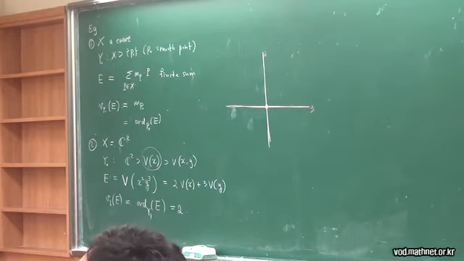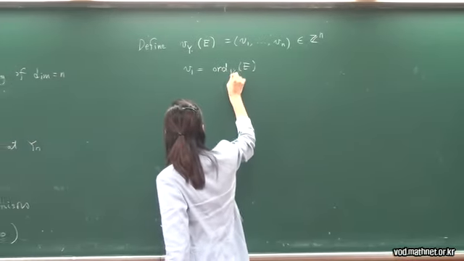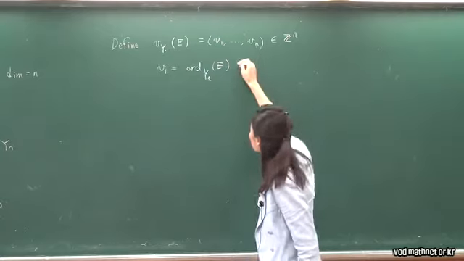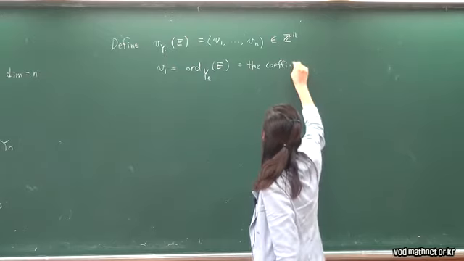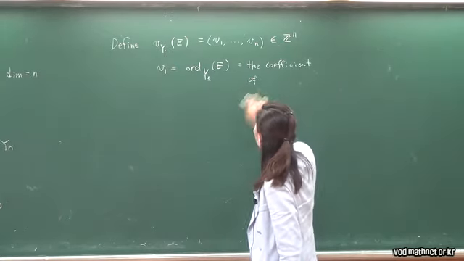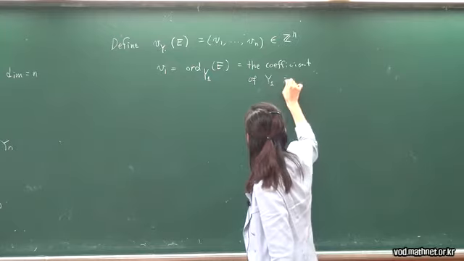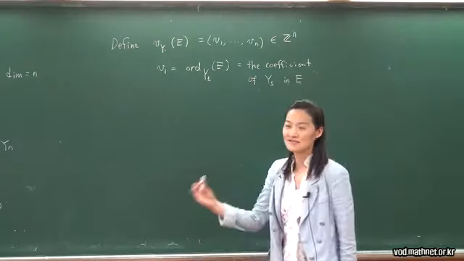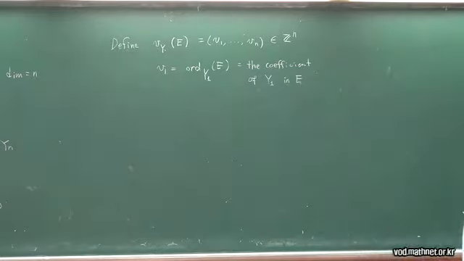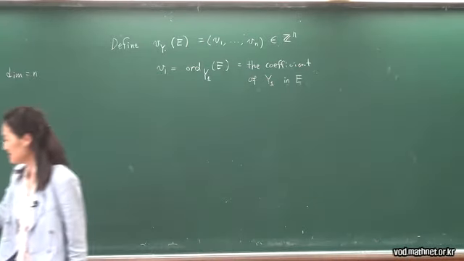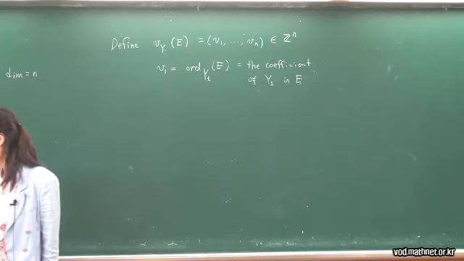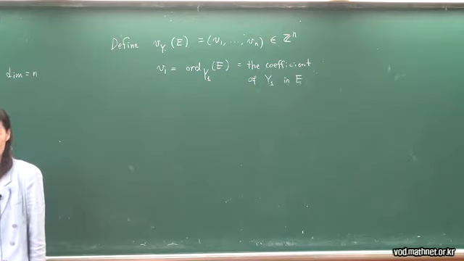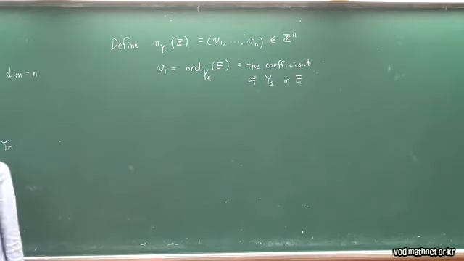So define it the following way: v1 is the order of E along Y1. Or you can think of it this way: this is the coefficient of Y1 in E. There are several ways to see it. Since Y1 is an irreducible variety, it can be read off here.